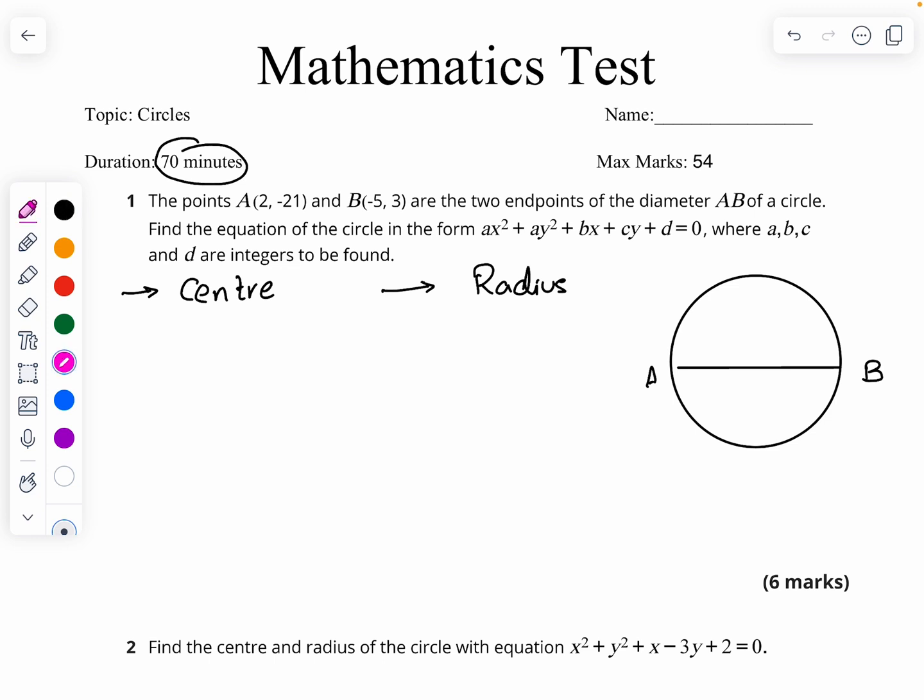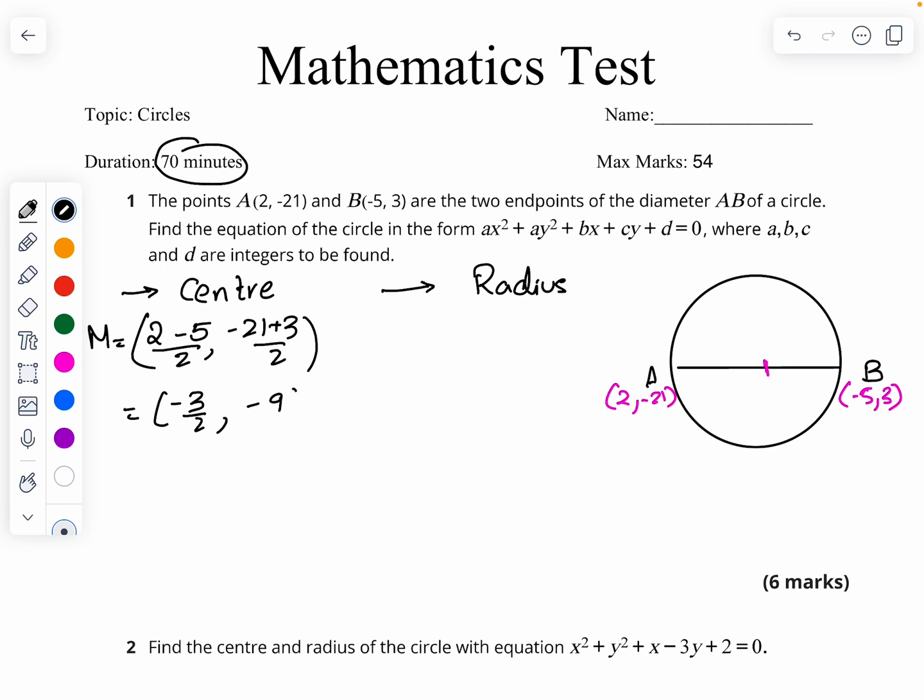Now we know that A is 2 comma negative 21 and B is negative 5 comma 3. So the midpoint is going to be the center. So I'm going to find the midpoint. Midpoint formula is (x1 plus x2) divided by 2, (y1 plus y2) divided by 2. So what do I get as the center? Center is negative 3 upon 2 comma negative 9.